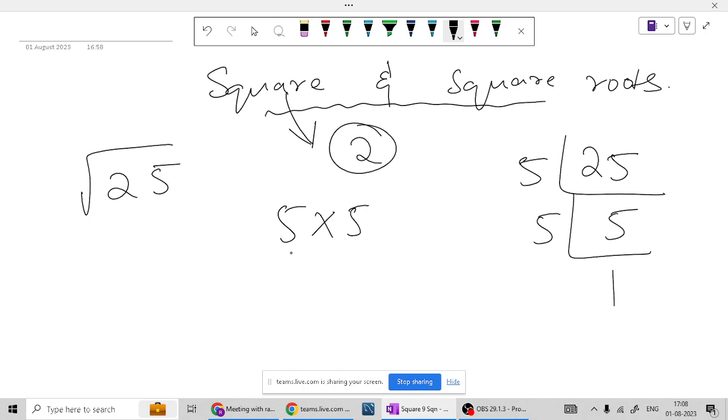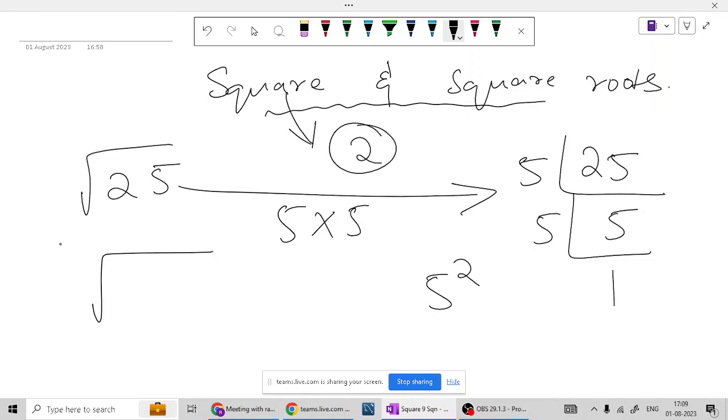According to the exponent law, when the base is the same, how do I write this? I take the base common and add the degree. 1 plus 1 is 2. So 5 square. So we found 25 for the prime factorization method: 5 square. Instead of 25, let me write in the next step 5 square.